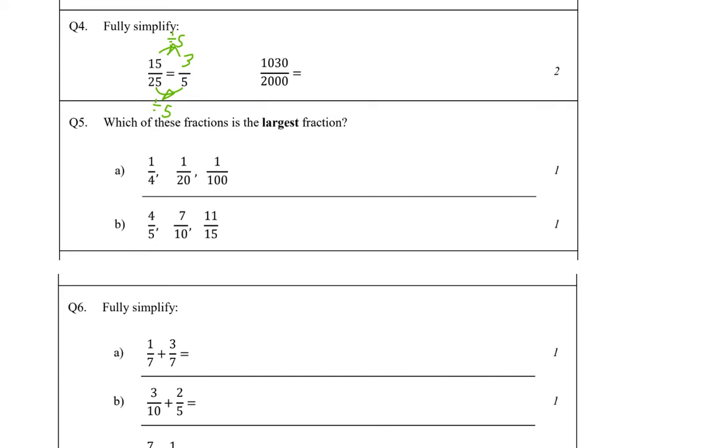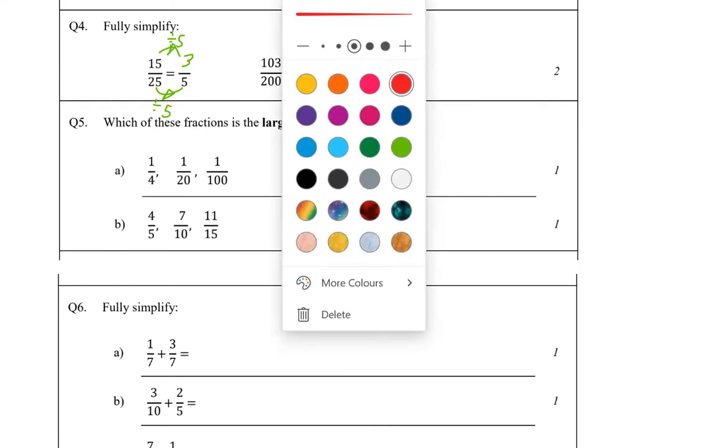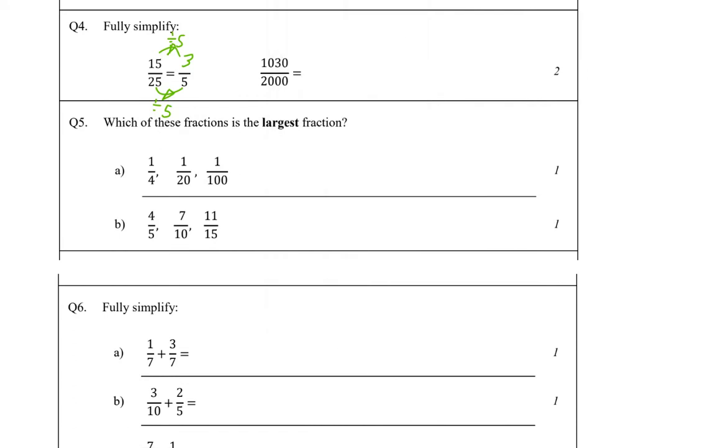Now, if we have a large number which ends in zeros, we can divide the numerator and denominator by 10 to help us out if we can't find the highest common factor. So let's do that then. Divide by 10, divide by 10. Another way of dividing by 10 is to cross the zeros off. So there we have 103 over 200. 103 and 200 are referred to as coprime because they share no common factors.